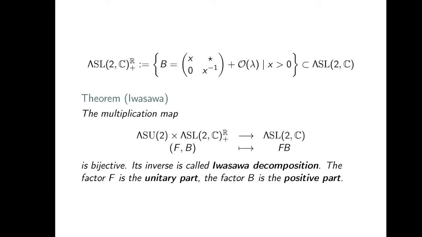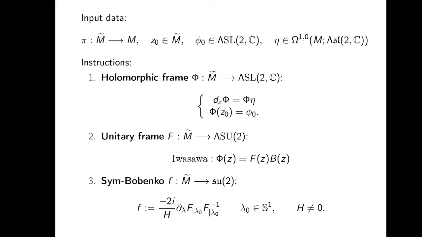Now we have everything that we need for the DPW method. The DPW method is also an algorithm and as such takes input data. As with the Weierstrass representation, we need a Riemann surface M together with its universal cover M tilde and the corresponding projection. We need a base point z0 in M tilde. And because the first step of the DPW method is to solve an initial value problem, we need an initial value phi naught in the loop group lambda SL2C. Of course, we also need a DPW potential eta, which is a holomorphic one-form from M to lambda SL2C.